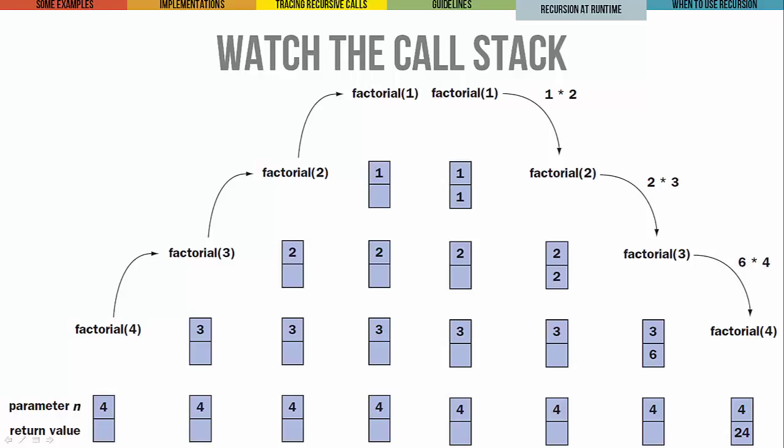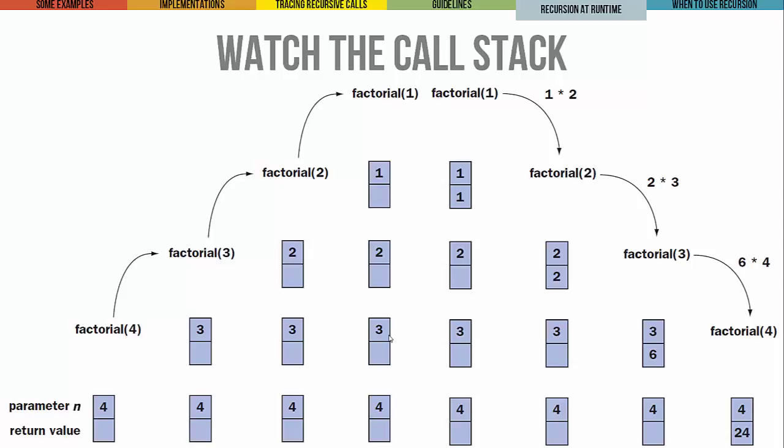Now suppose we call factorial of 4. Here what we're looking at is a trace of the call stack during calls to factorial all the way until we get down to factorial 1. You can see we start with our call to factorial of 4, which eventually leads to a call of factorial 3, factorial 2, and factorial 1, and now the recursion starts to unwind. The return value from each cell gets multiplied by the parameter n in the record below it.